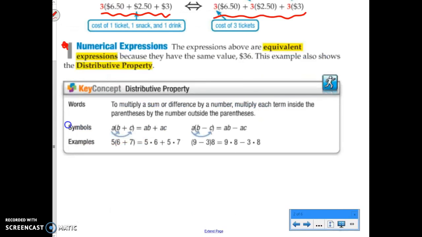So scrolling down to our key concept here, it says to multiply a sum or a difference by a number, you multiply each term inside of the parentheses by the number on the outside of the parentheses. So here in symbols, you can see right now that A is on the outside of the parentheses. They distribute that A to everything, each of the terms inside of the parentheses, which would be the B and the C. And then over here, that really means multiply. So when you distribute, you are multiplying to each term. So I really get A times B, which is just AB, plus A times C, which is AC. They do the same thing over here on the right for subtraction.